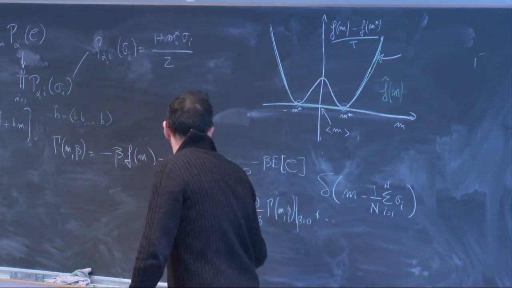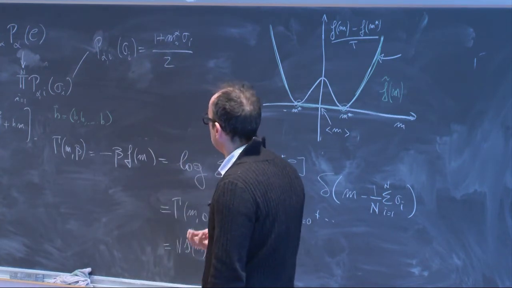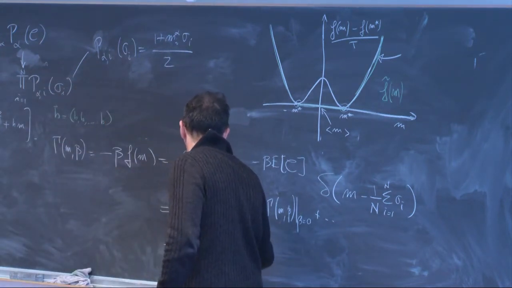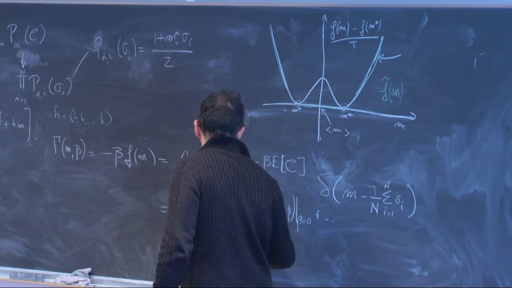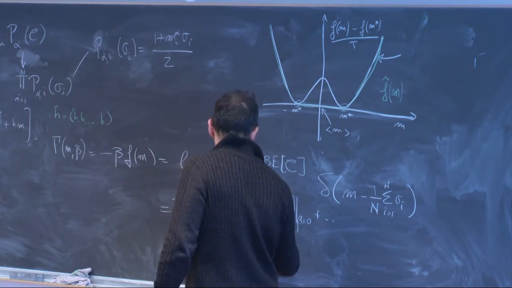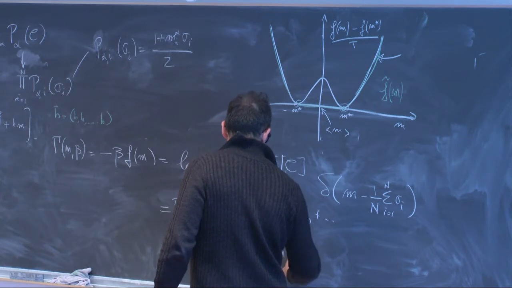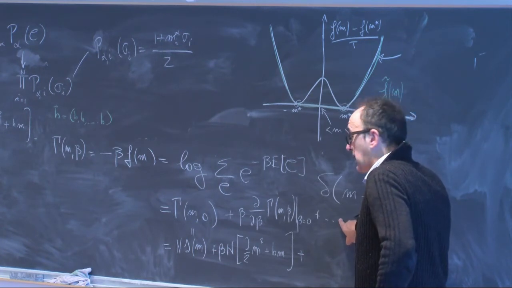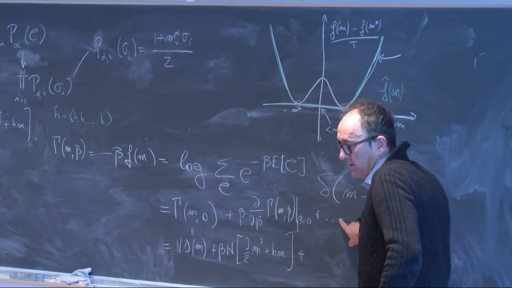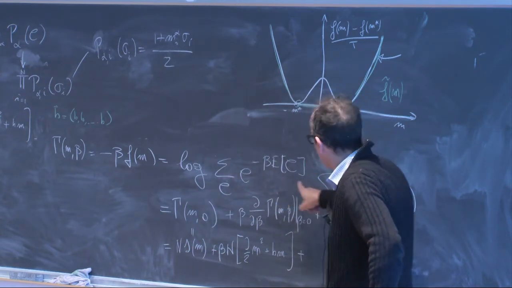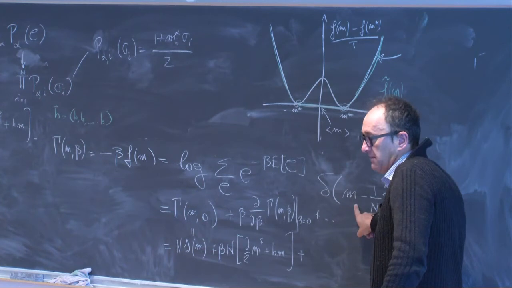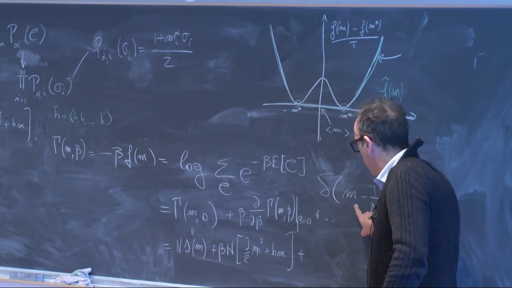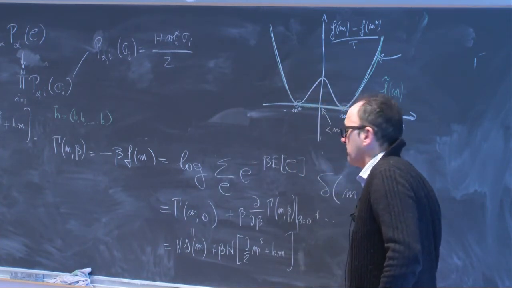There should be an N here also. So you get minus the average energy, and the energy is precisely equal to this object here. You get precisely this object. And what about higher order terms? Well, higher order terms will give you the fluctuations of the energy when m is fixed. But the energy is a function of m, so it does not fluctuate if m is fixed. So everything else is zero.